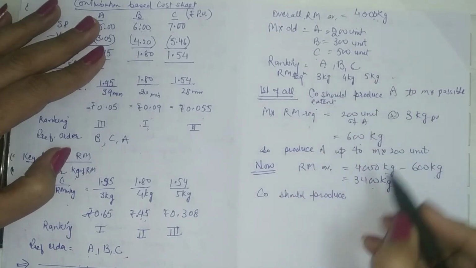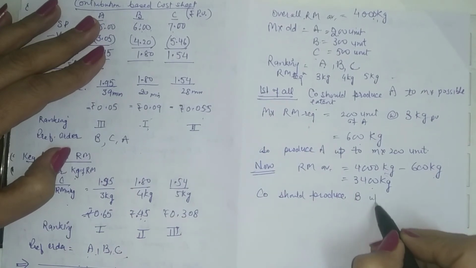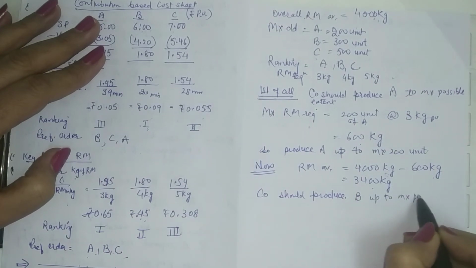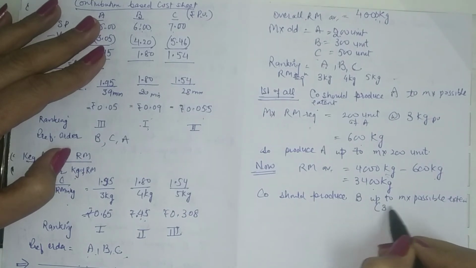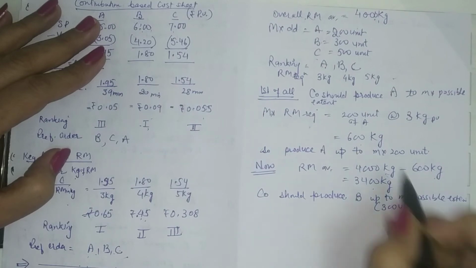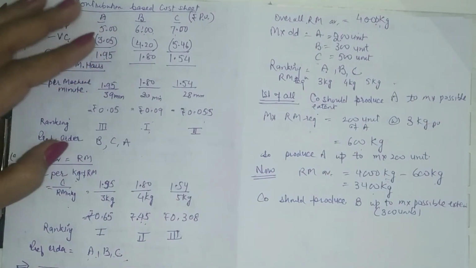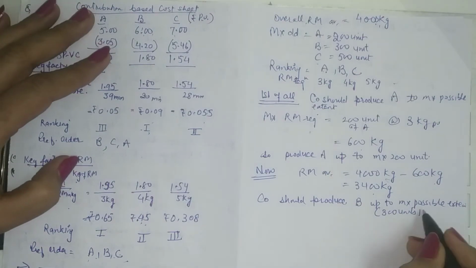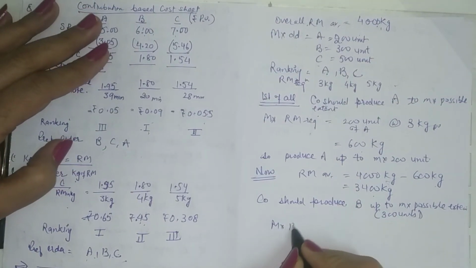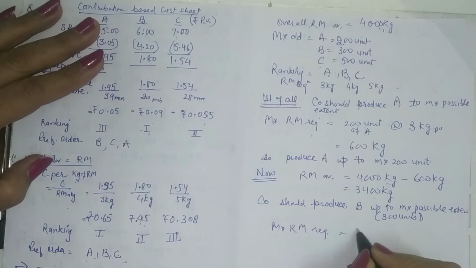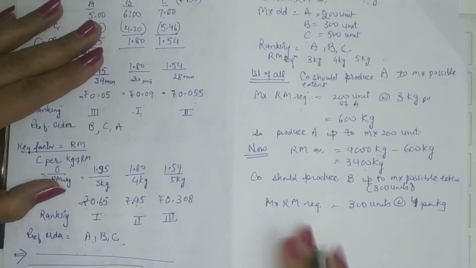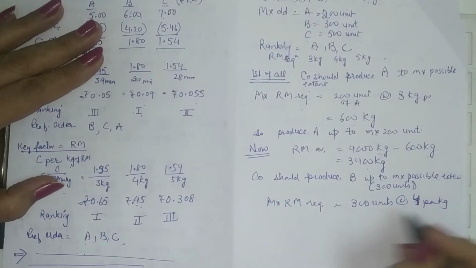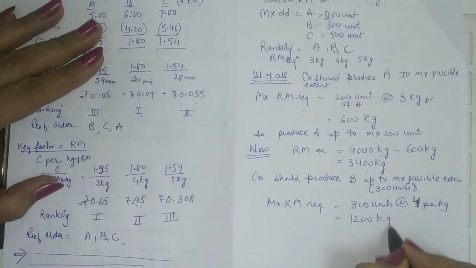After A, the next ranking is B. So the company should produce B up to the maximum possible extent. And what is the maximum possible extent? 300 units. For B, maximum demand is 300 units. So you can go for a maximum of 300 units. So the raw material requirement will be 300 units at the rate of 4 kilogram per unit. So 1200 kilogram will be used here.